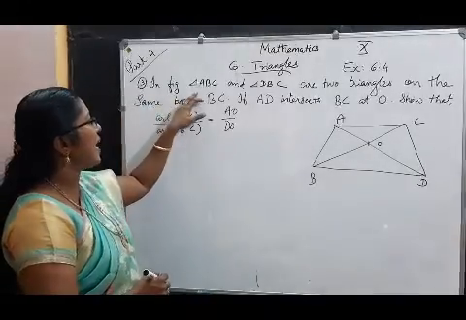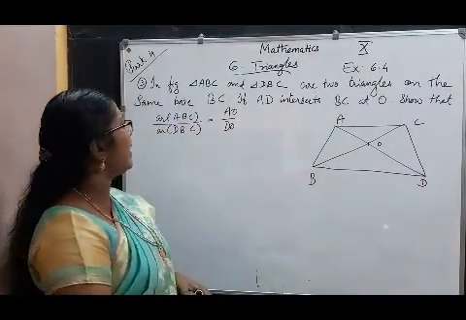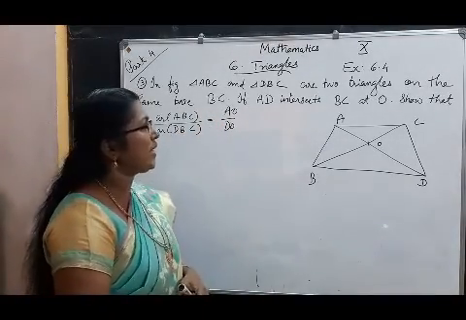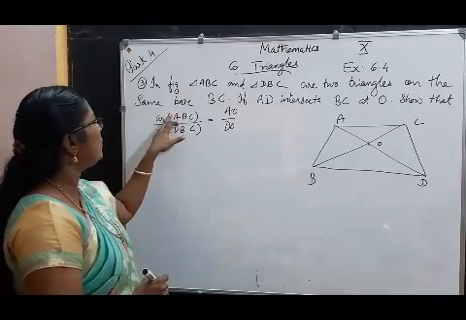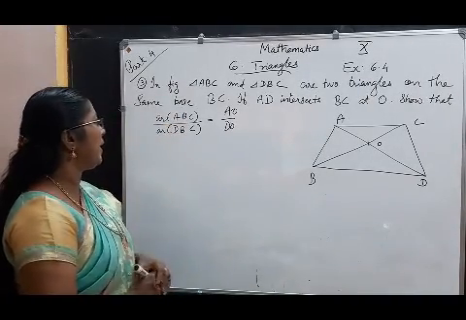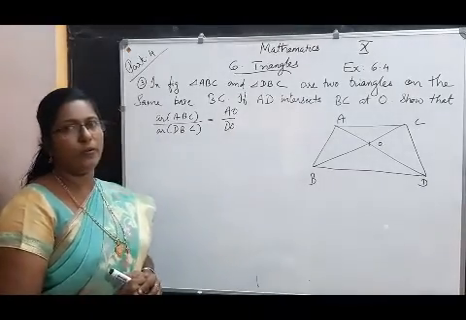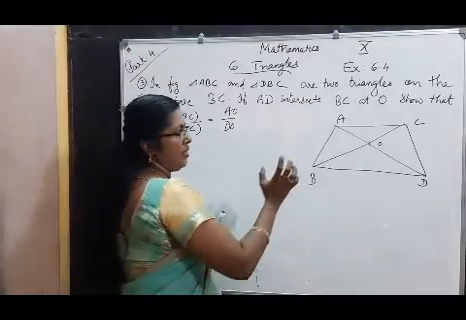In the figure, triangle ABC and triangle DBC are two triangles on the same base BC. If AD intersects BC at O, show that area of ABC by area of DBC equals AO by DO. Here the figure is given. Look at the figure.